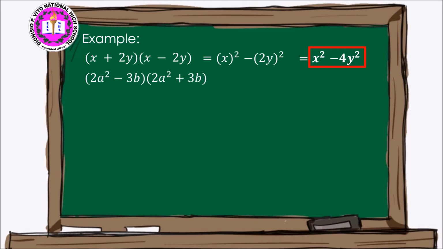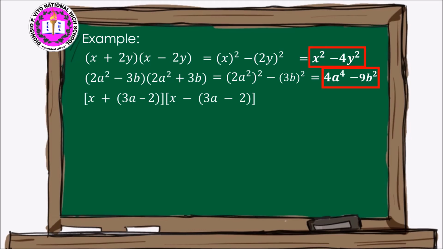Another example, we have 2a squared minus 3b times 2a squared plus 3b, which is equal to (2a squared) squared minus (3b) squared. So (2a squared) squared is equal to 4a raised to 4, minus (3b) squared is equal to positive 9b squared, times negative is equal to negative 9b squared. Therefore, 2a squared minus 3b times 2a squared plus 3b is equal to 4a raised to 4 minus 9b squared.